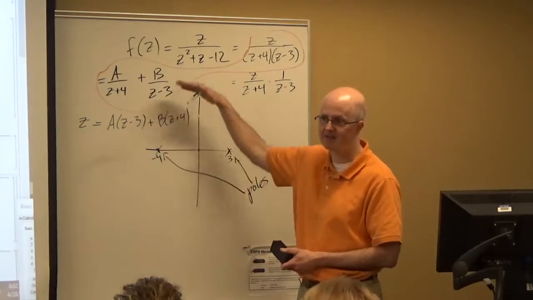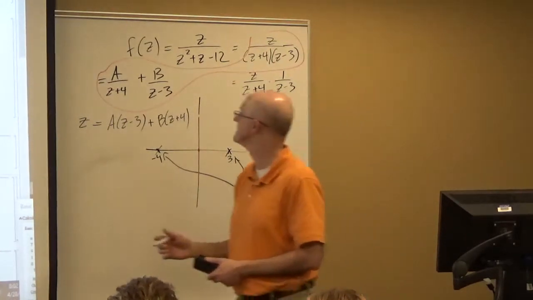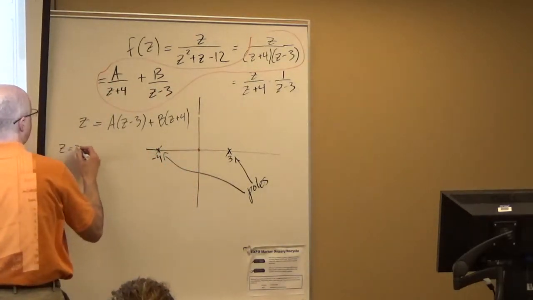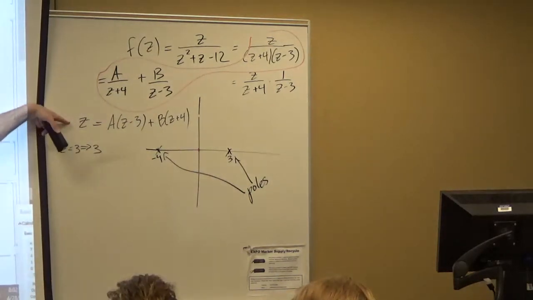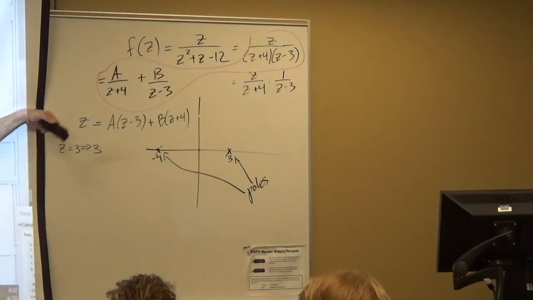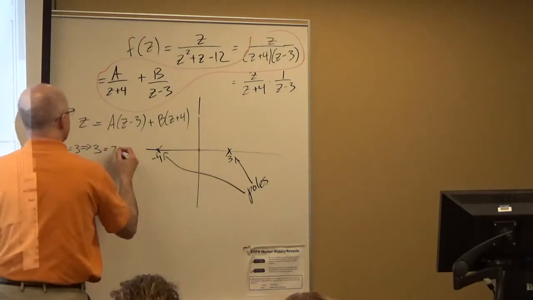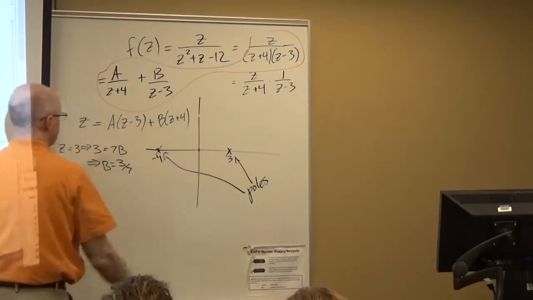You might wonder, is that valid since that's where this function was undefined? It turns out it does work. So let's go ahead and do something that works. If we plug in z equals 3, for example, on the left side we get 3. On the right side, the a term goes away. We get 7b, and therefore b is 3/7.